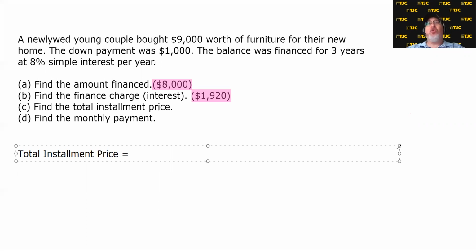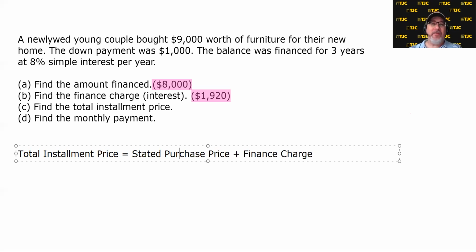So if you think about total installment price as the total I'm going to pay you, I have all the information I need. I'm going to pay you the $1,000 down, the amount financed, which you think about it, those two together have to be the stated purchase price, but I'm also going to pay the finance charge, which we already calculated. So if you wanted to make it look like a formula, the total installment price would be the stated purchase price plus the finance charge.